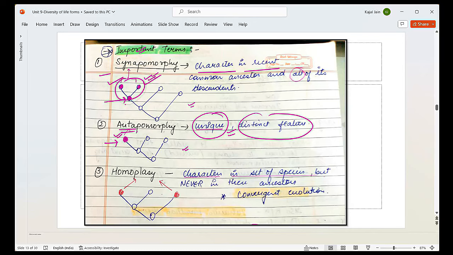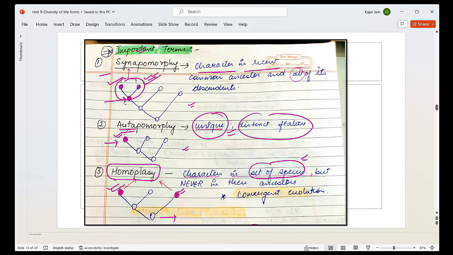Then you have homoplasy. Homoplasy is a character in a set of species that never had any common ancestors except for the very old generation. See, in this organism and this organism, they are nowhere related now. They do not have any recent common ancestors. So when a set of organisms showcases a set of characteristics, but never in their ancestors, we call it homoplasy.